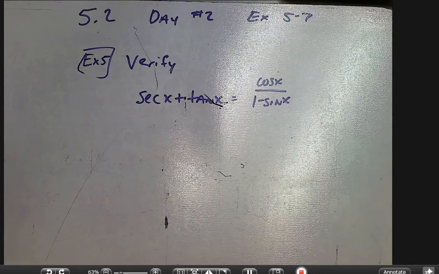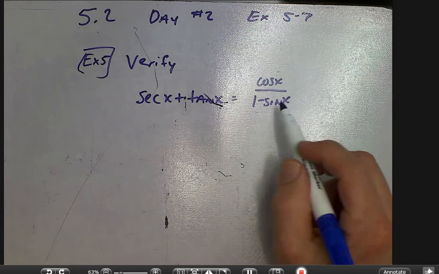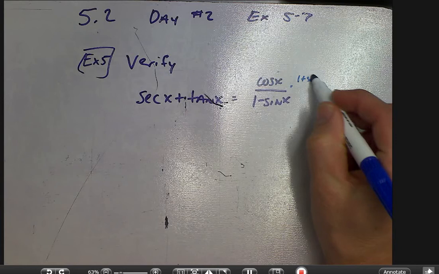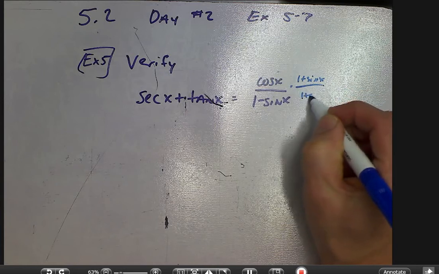All right, welcome here. 5.2, day number 2. We're going to do examples 5 through 7. We're going to continue to verify equations using trig identities. This time we have a fraction, and we want to eliminate the fraction first. So I'm going to multiply top and bottom by 1 plus sine x.